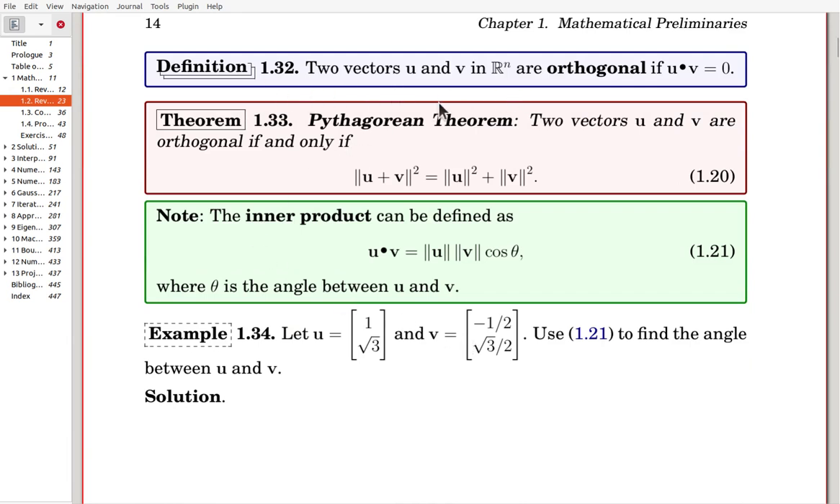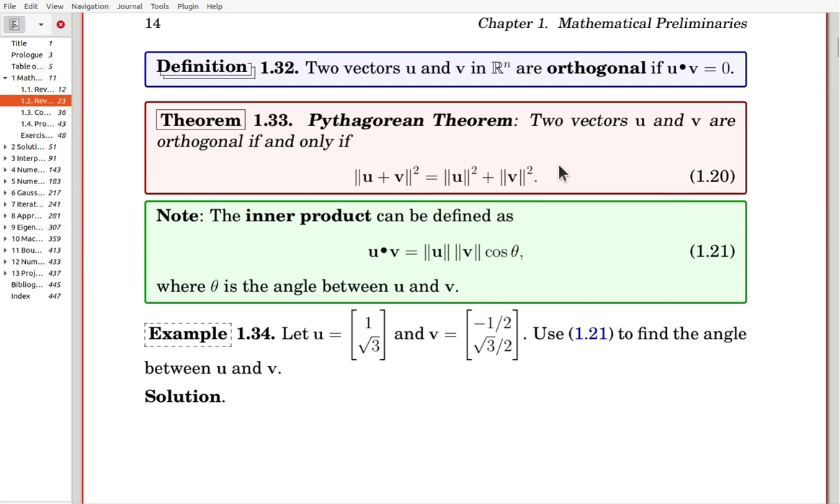Now we have a definition for two vectors u and v in Rn. They are orthogonal if the dot product is 0. Geometrically, they are orthogonal, at 90 degrees to each other. Here we have the Pythagorean theorem. Two vectors u and v are orthogonal if and only if the norm of u plus v squared is the same as the norm of u squared plus the norm of v squared.